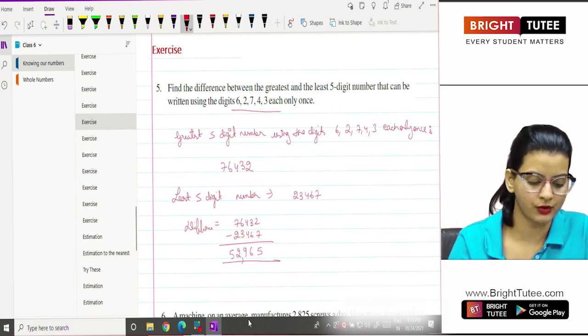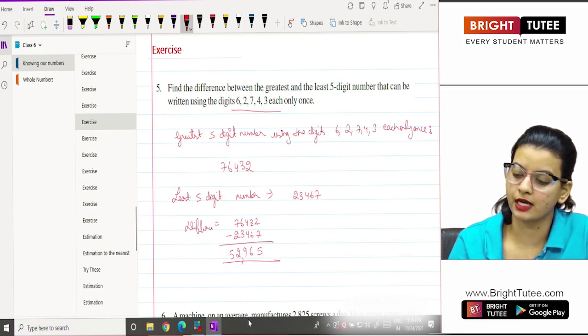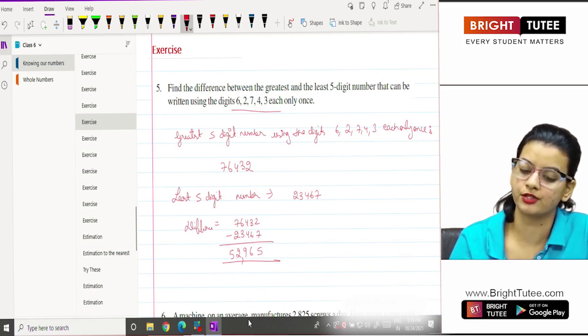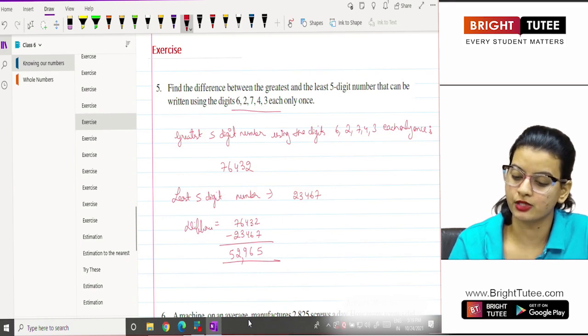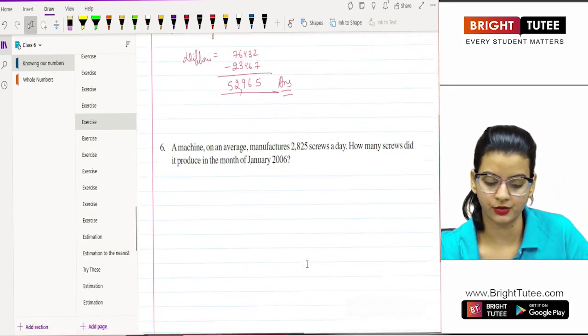So 52,965. The difference between the greatest and the least 5-digit number that can be written using the digits 6, 2, 7, 4, 3, each only once, is 52,965. Now let's move to the next question.